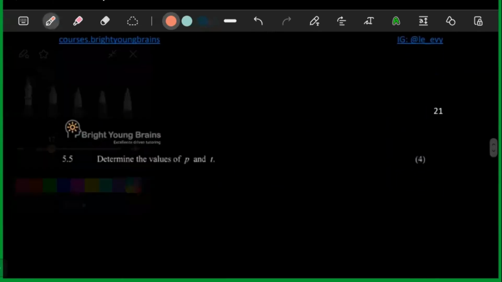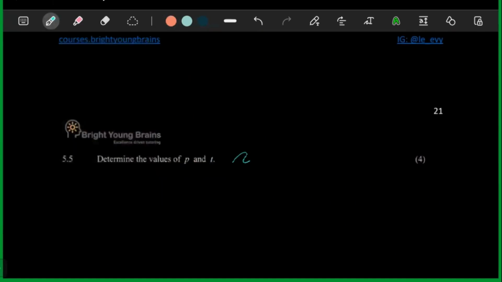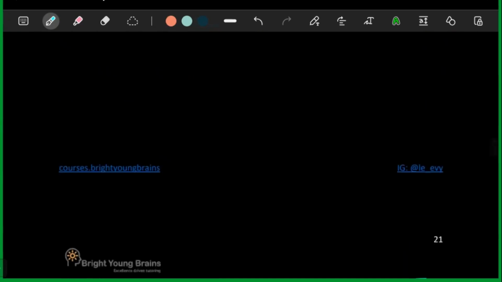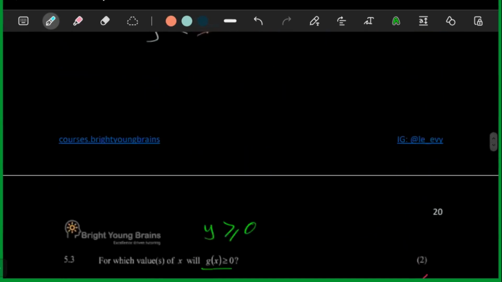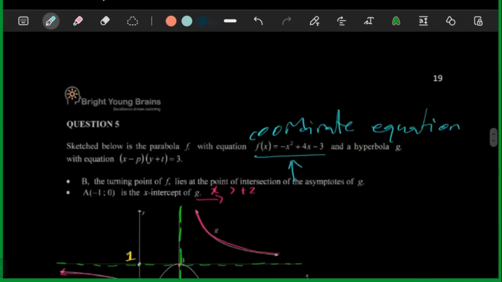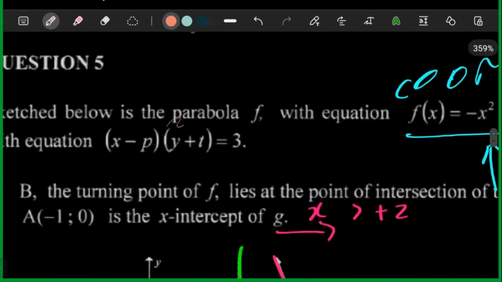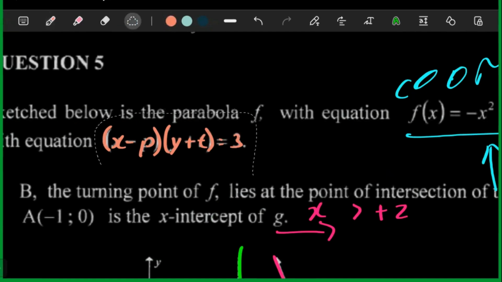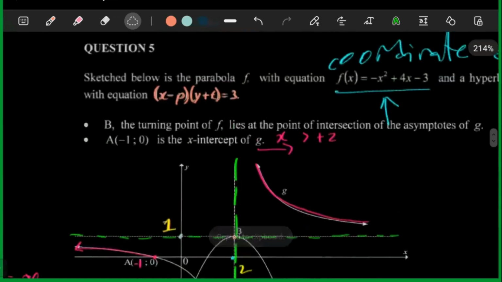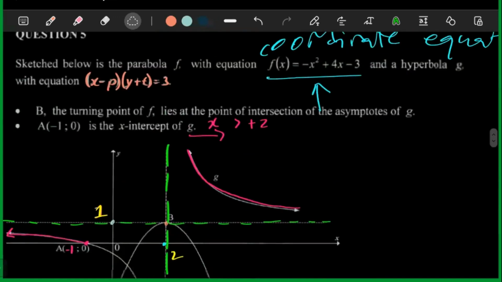4.6 here says, determine the values of p and t for 4 marks. We knew this was coming, hey? But anyways, if you're going to get the values of p and t, you may want to just work them out simultaneously. That's what I see here at first glance. But the thing is, well, let's see what we can do. This is our equation of g, right? Our equation of the hyperbola.